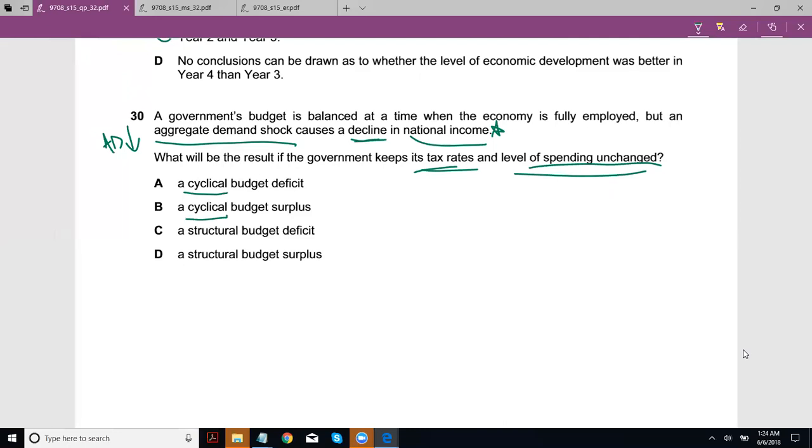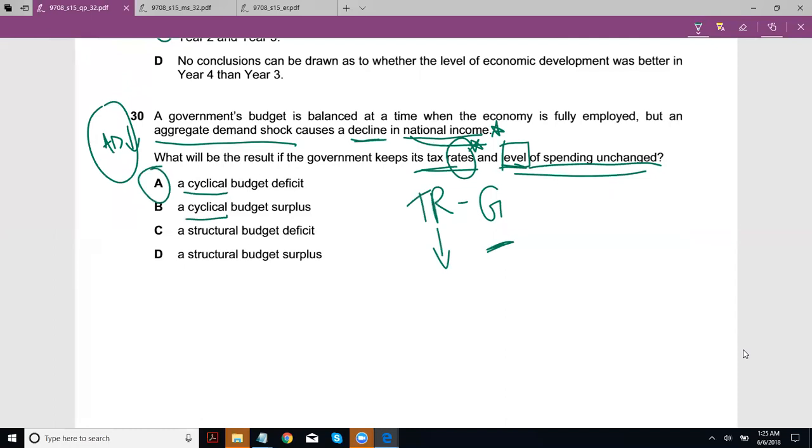Cyclical stuff is normally linked to changes in aggregate demand. So should it be a budget deficit? Your budget is basically your tax revenue minus your government expenditure. We said that the tax rates and the level of spending are unchanged, so the spending is the same and the tax rates are the same. However, if national income decreases, then obviously you get less revenue but your expenditure is the same. The tax revenue should decrease because there's less economic activity and a decline in national income, so there's less income to be taxed at the same rate. That makes the budget balance more negative, which takes it towards a deficit.